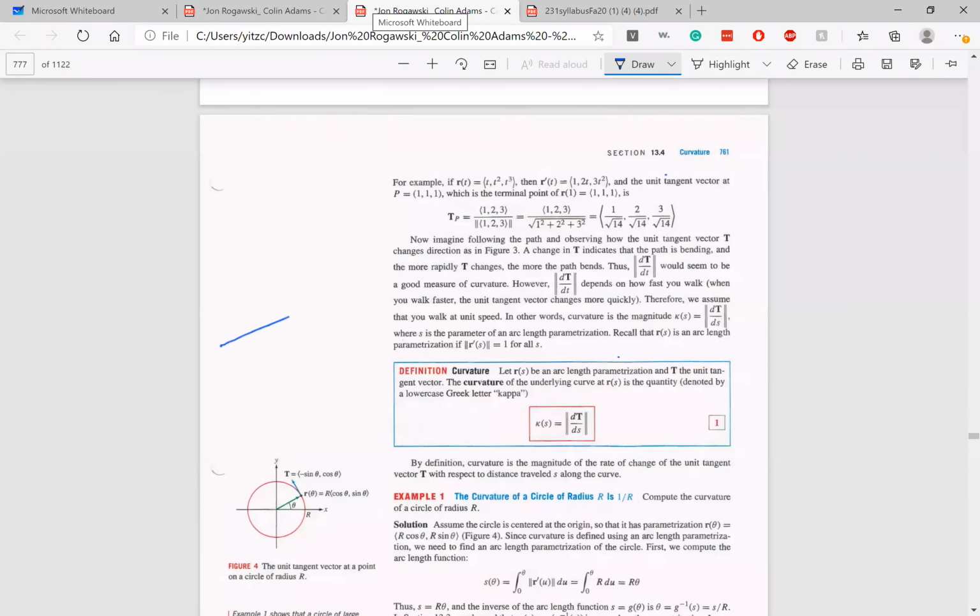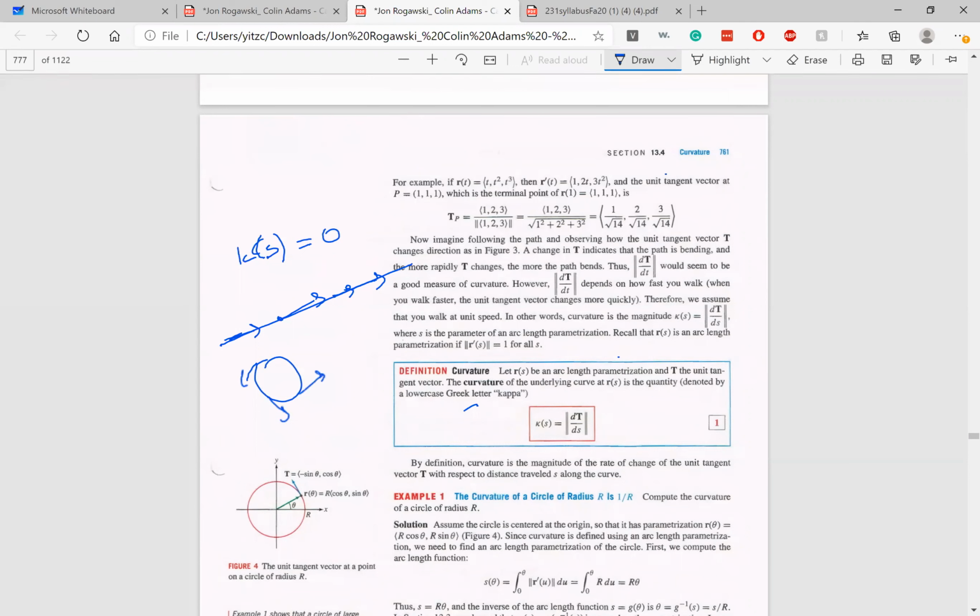So if you're on a line, then your unit tangent vectors are always the same. And so the kappa of s would be equal to 0. But if, let's say, you're in a circle, your tangent vector is always changing, your unit tangent vectors. And so you might have some curvature. Okay, any questions about this so far?